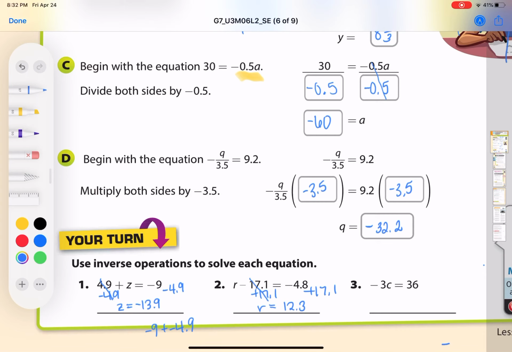And number 3, we have multiplication. So we're going to divide to undo the multiplication and get c by itself. And c equals negative 12.